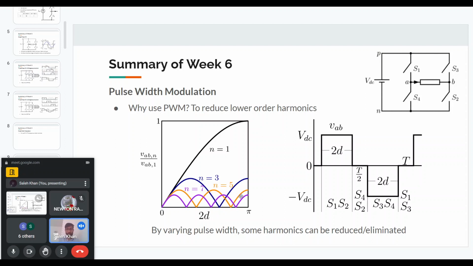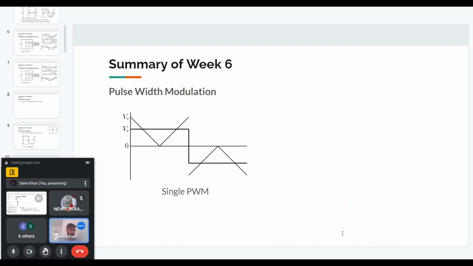Similarly, for other values, we will get reduced different harmonics. So by varying the pulse width, some harmonics can be reduced or eliminated. So this was for one pulse, which is single pulse PWM, or single pulse width modulation.